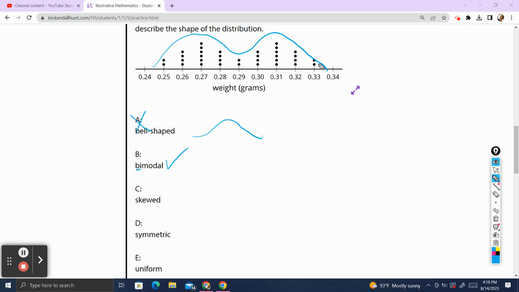Skewed. I don't see a tail here. I don't see a tail here. So I'm going to say we are not skewed.